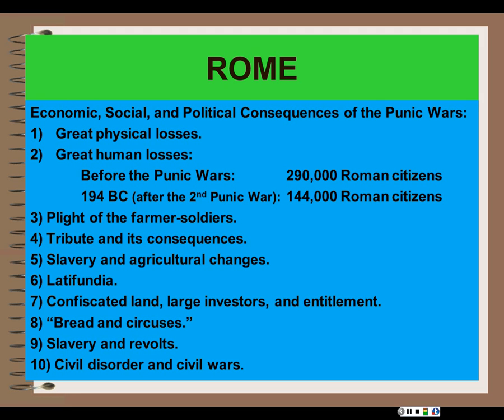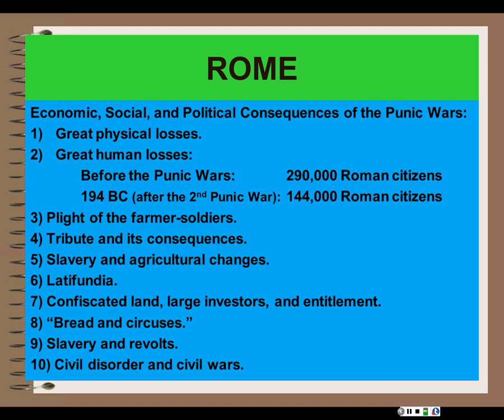And second, now with slaves moving into the area and being used in agriculture, it made more sense to use them in the production of things like olives and grapes. So the agricultural foundation of the Italian peninsula began moving into these new, more labor-intensive pursuits.